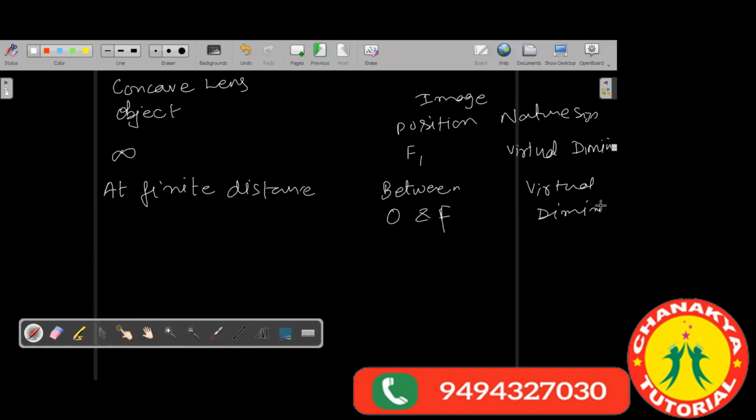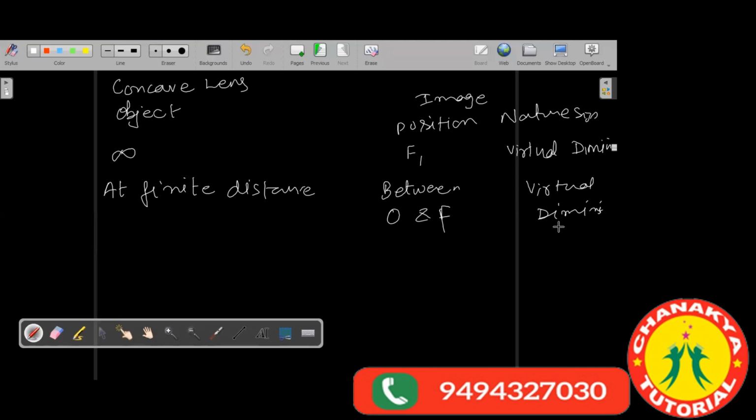So these were the various cases of the image formation by the concave and convex lenses. We had seen that it is only the convex lens which can form real images. Otherwise, concave lens can form only virtual images. It cannot form any real images. Got it?